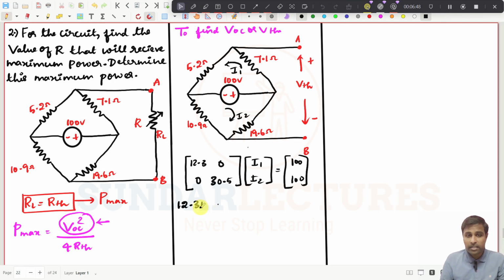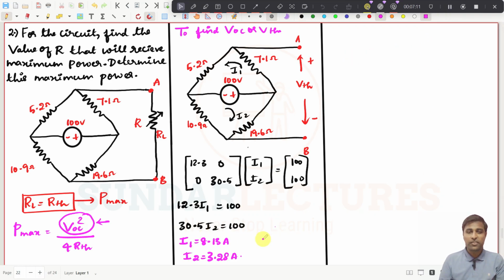Okay, 12.3 I1, and this term is 0. That should be equal to 100. And for this expression, these two are positive because these are diagonal elements, and this is 0, then that will be 30.5 into I2. That should also be equal to 100. If you simplify this, I1 should be equal to 8.13 amps and I2 will be equal to 3.28 amps.